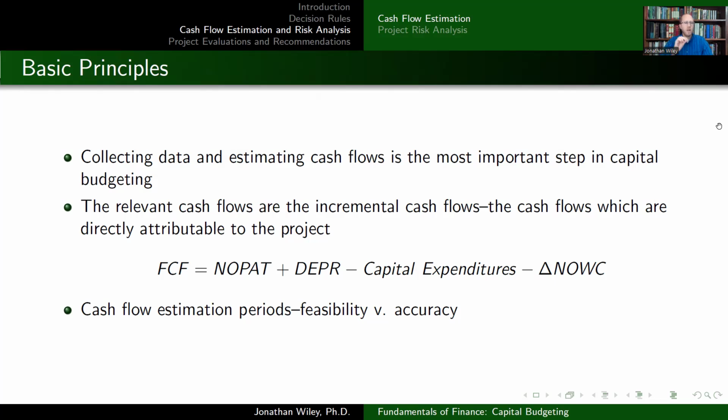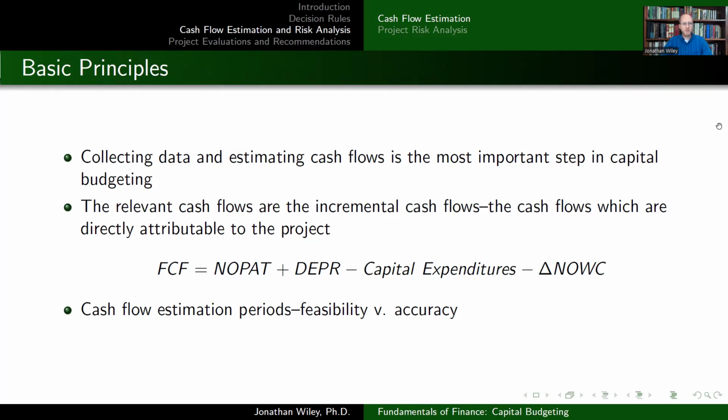So we're looking at all the things for which that's the case, and we're going to put them together to figure out what the cash flow is associated with the project. And basically what we're building towards here, if we back up to some things you might have seen previously, is free cash flow.